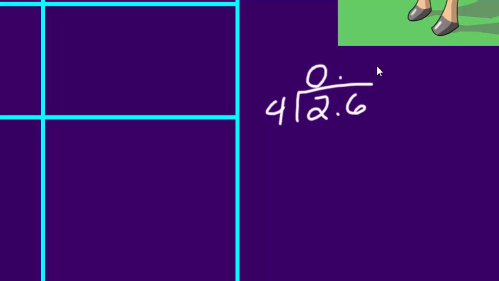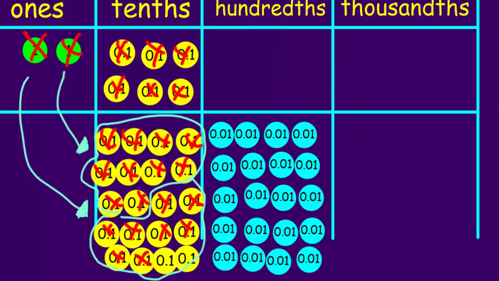So I had my 26 tenths. So 6, and then 6 times 4 is 24. I'm going to subtract. Now I get left with 2 tenths. Well, I can't divide 2 tenths by 4, but again, I could rebundle. Now I have my 2 tenths represented as 20 hundredths. Remember, 10 hundredths in each tenth.